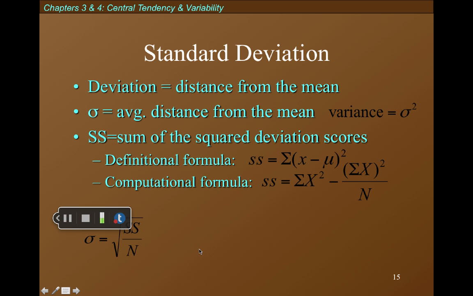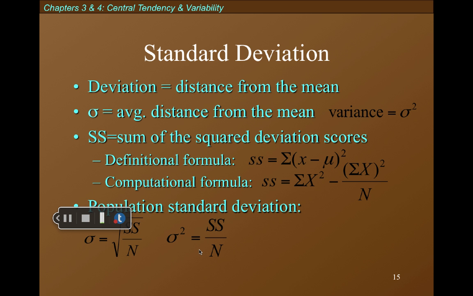And so that is just how we calculate the sum of squares, and then to get the standard deviation, we use this last formula, and this is the formula for the population standard deviation. It is the sum of squares divided by N, the number of people in that sample, and you take the square root of that.